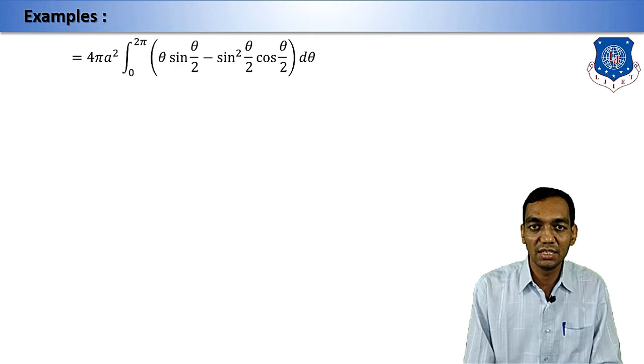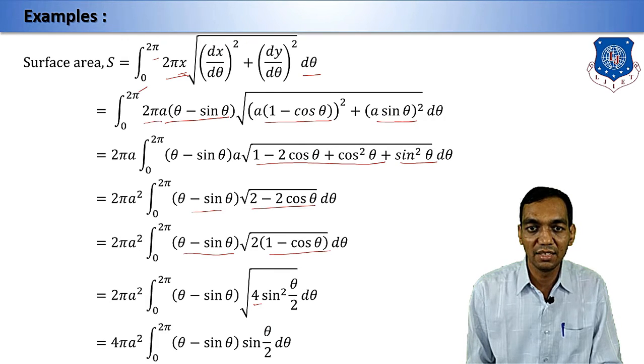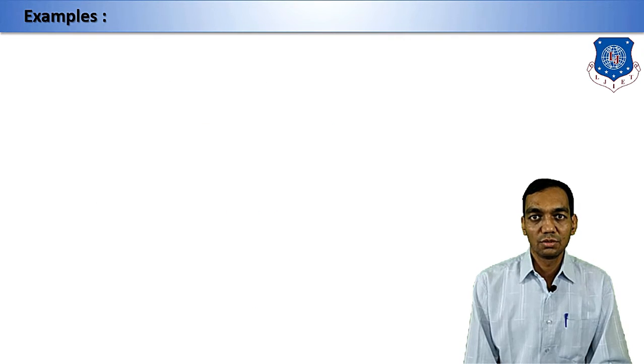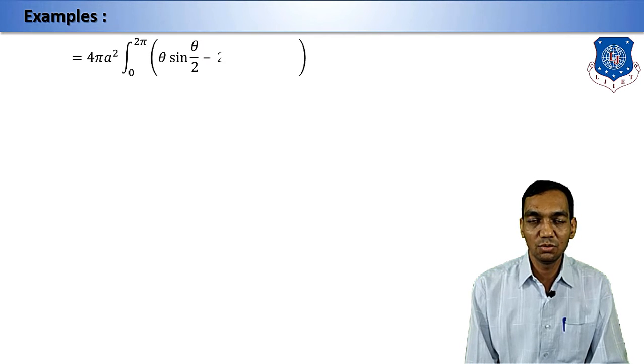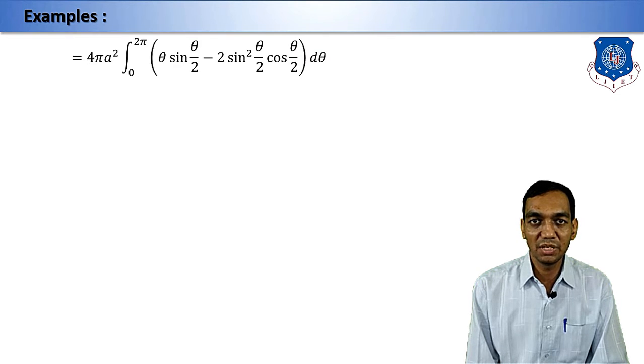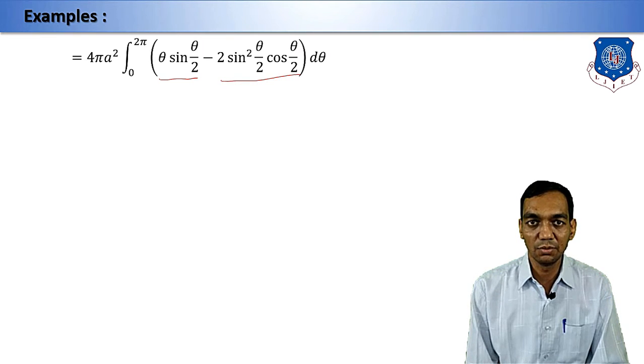See, what we have done here is, basically you have this formula: sine theta can be written as 2 sine theta by 2 cos theta by 2. So in theta minus sine theta, we are replacing sine theta by 2 sine theta by 2 into cos theta by 2, and sine theta by 2 is multiplied inside. That will give you theta into sine theta by 2 minus twice sine square theta by 2 into cos theta by 2.